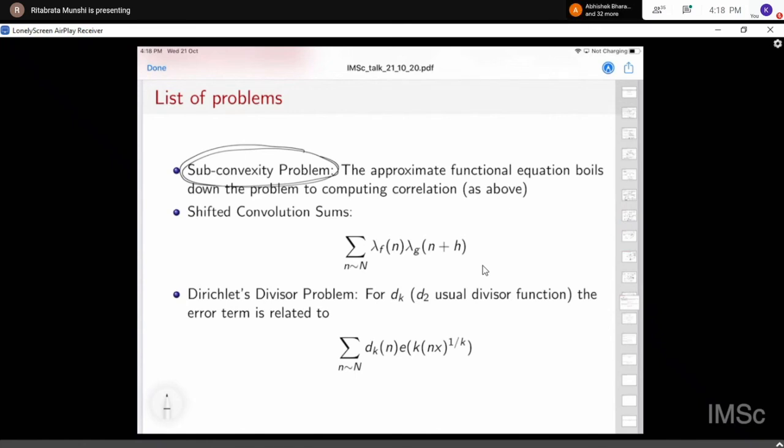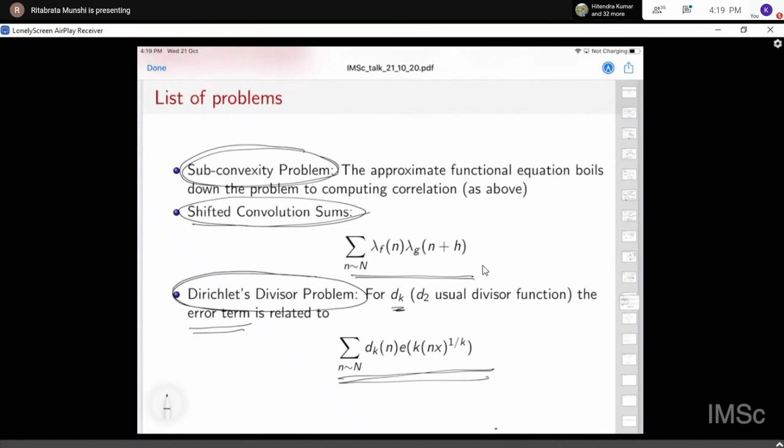Okay, then another type of problem that we're interested in is called the shifted convolution sum problem, or the additive divisor problem. Here I've written down one such problem for GL2. So lambda F(n) and lambda G(n) are the Fourier coefficients of GL2 modular forms or Maass forms. As I said, this type of sum appears also in the Dirichlet divisor problem. So it's the kth order divisor function, but D2 is the usual divisor function. Then there will be a main term and then the error term, and you're interested in the error term over here. The error term has an expression of this type.